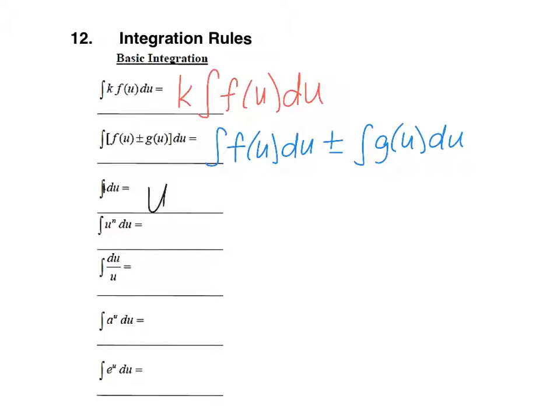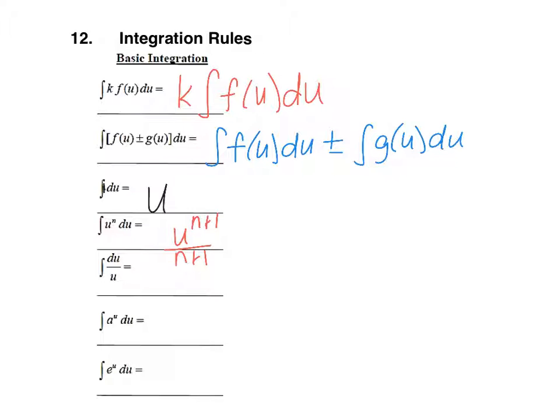Whereas the integral of u to the n du is going to be, okay, your basic power rule. So when I take the derivative, I bring down the n, and then I subtract 1 from the top. So now I'm going to add 1 on the top, and then divide by the number I put up there. So add 1 to the exponent, and then divide by that exponent.